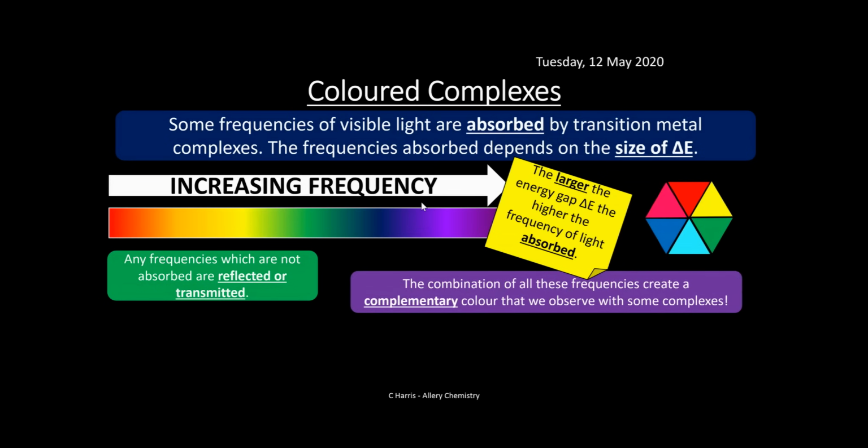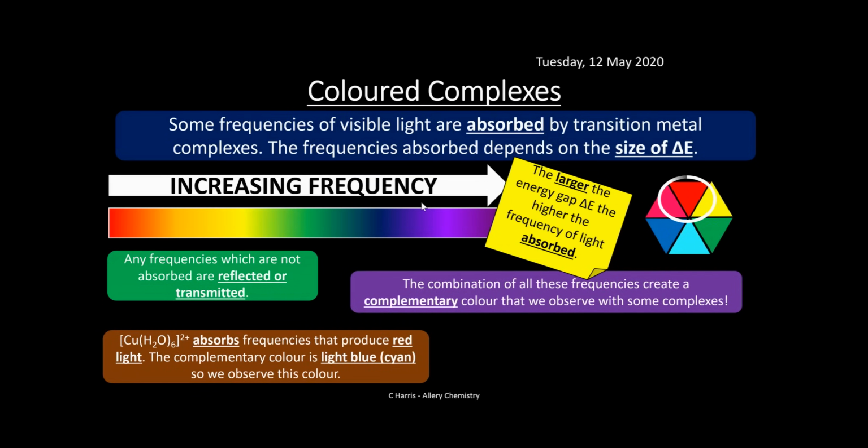So the combination of all these frequencies, of all these different colours, the ones which aren't absorbed, actually create a complementary colour that we observe. So this is what we actually see. And we can see here a colour wheel, and it shows the complementary colours.